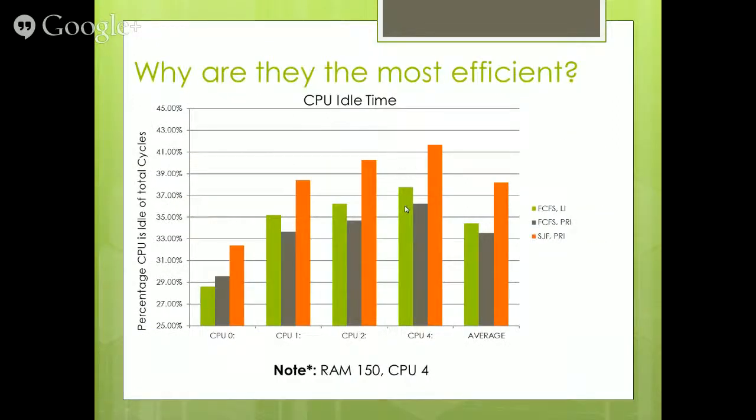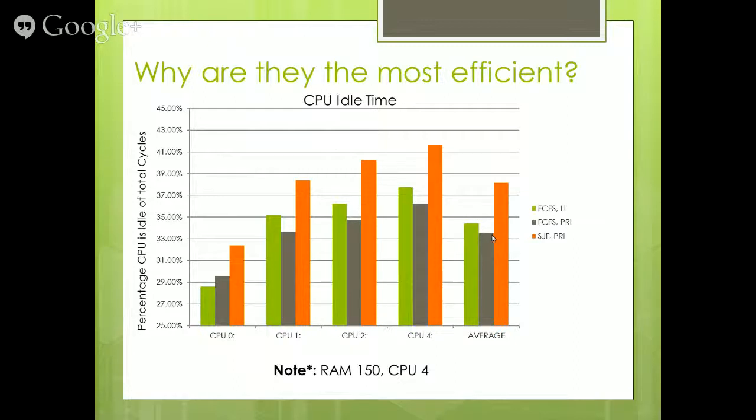So why is it the most efficient? What I've noticed, comparing all of them, and this is a comparison at RAM 150 and CPU 4, is that FCFS least instructions, FCFS priority, and SJF priority are super efficient. Almost all of the other combinations have a CPU idle time of over 33% at all times. It's typically closer to 39 or 40. These are fairly low, and the CPU utilization is very, very high for these specific algorithms.